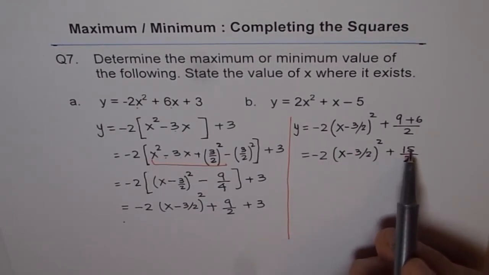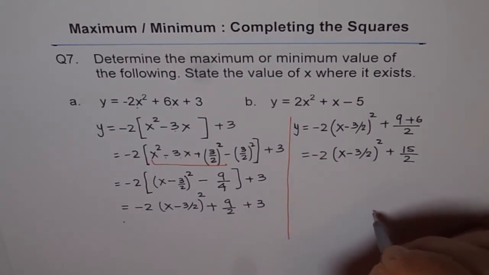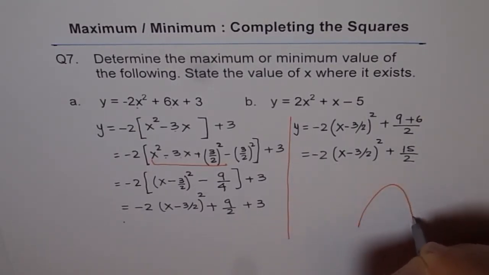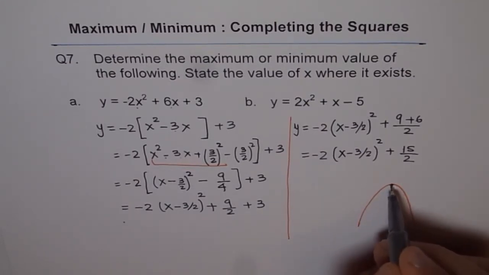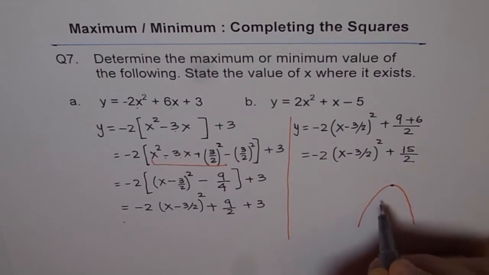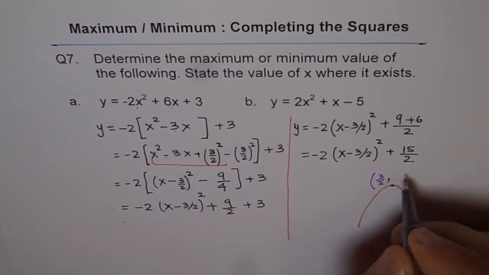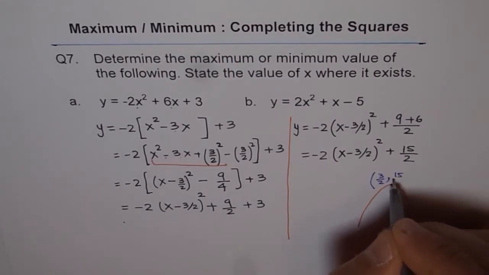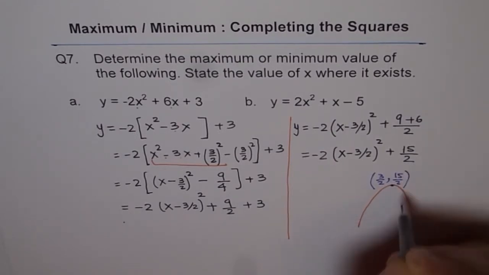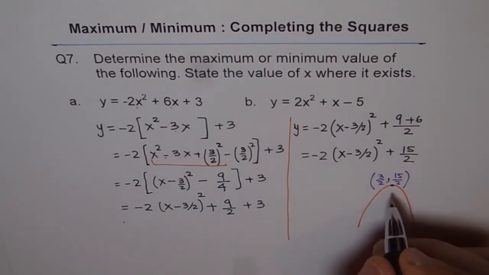Now since we have y equals minus 2 times x minus 3 over 2 whole square plus 15 over 2, because this coefficient is negative, we have a parabola which opens downwards, correct? So it opens downwards with a local maximum. It's also a maximum for this. Maximum at 3 over 2, right? So this maximum is at 3 over 2, which is 1.5, and the value of this maximum is 15 over 2, which is 7.5, right? So that is the location of our maximum, right?